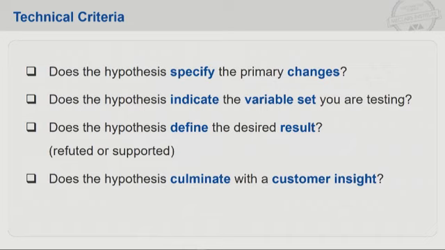You know what the variable set is. There's variables and values. The variable is the headline. The value is the red color, green color, or it could be the words, but it's the thing you change in the variable. Third question, does the hypothesis define the desired result? What are you trying to achieve with it? If you don't do that, you really can't do good science.